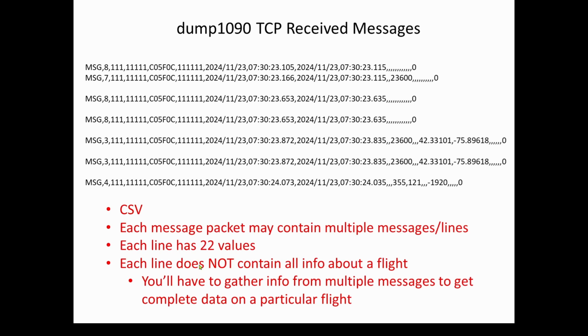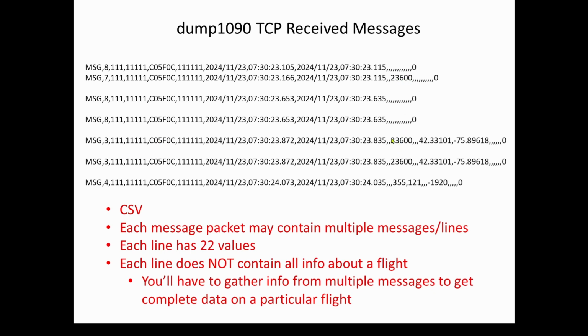Also, it's very important that you understand that each line does not contain all the info about a flight. So if you look here, this is actual data received. It's got a message number and it's got some stuff. And here it's got, oh, that's a year, month, and day. Well, that looks like a time. And there's another year, month, and day with a time. And here we've got a bunch of nothing. But here we've got a value in this other message. So here there's nothing. Here's a value. Maybe that's an altitude, 23,600, right?